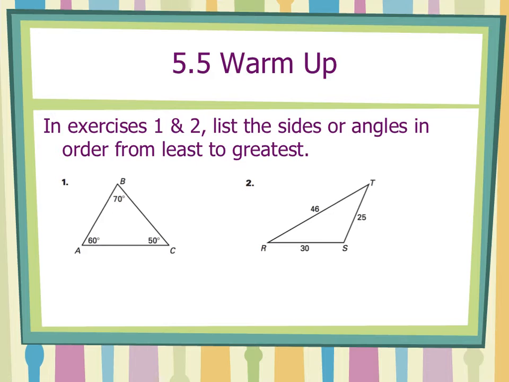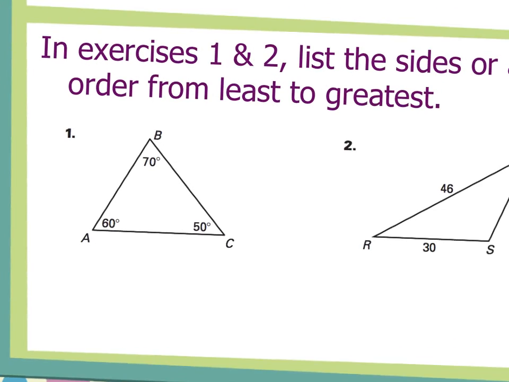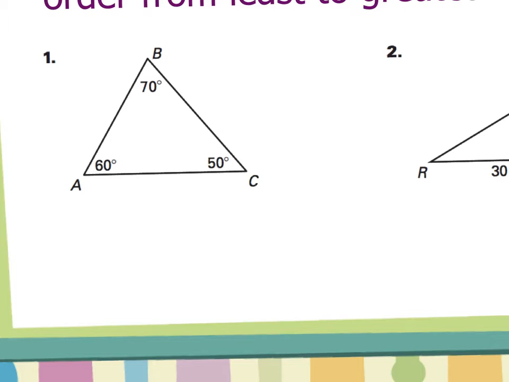So in exercises 1 and 2, it said to list the sides or angles in order from least to greatest. So obviously, if I gave you the angles, I want the sides. If I gave you the sides, I want the angles. So if you look at number 1, it says least to greatest. What's the smallest side here? Oh, no, the smallest side is AB. AB, good. And then what comes next? BC, and then AC, good. In order from least to greatest.